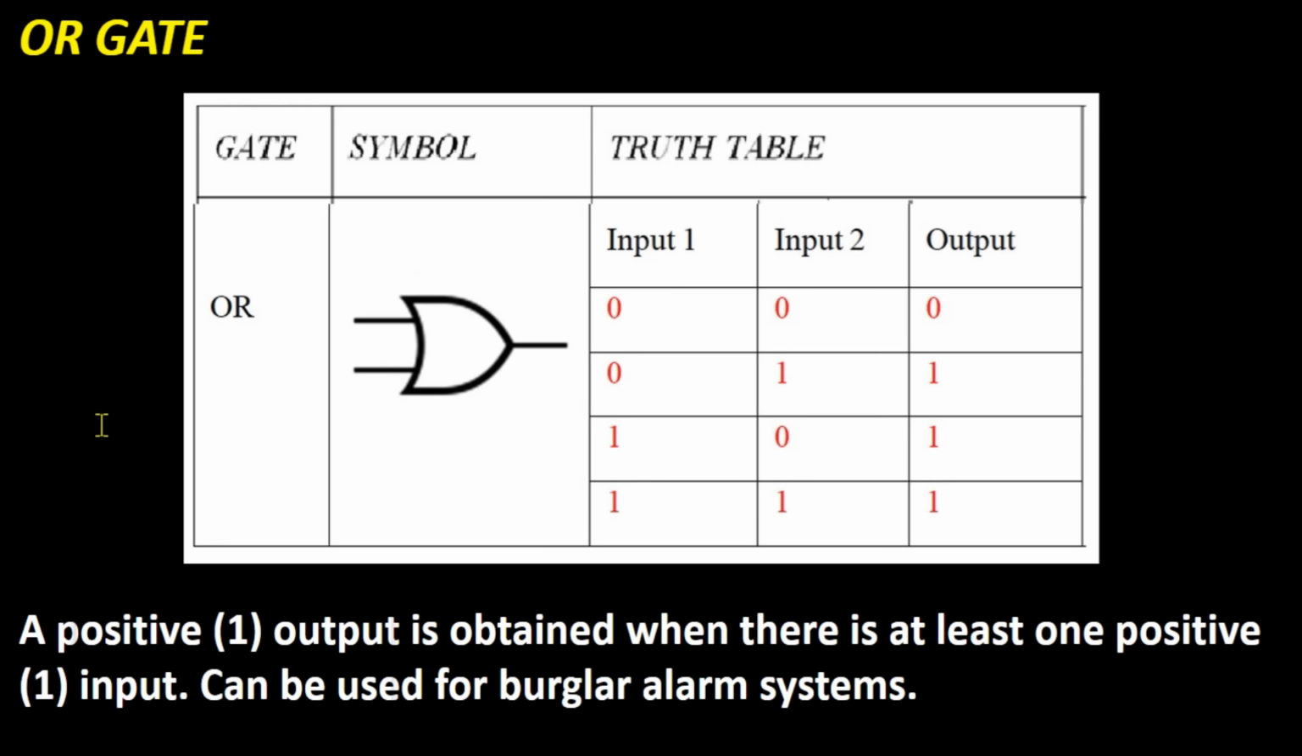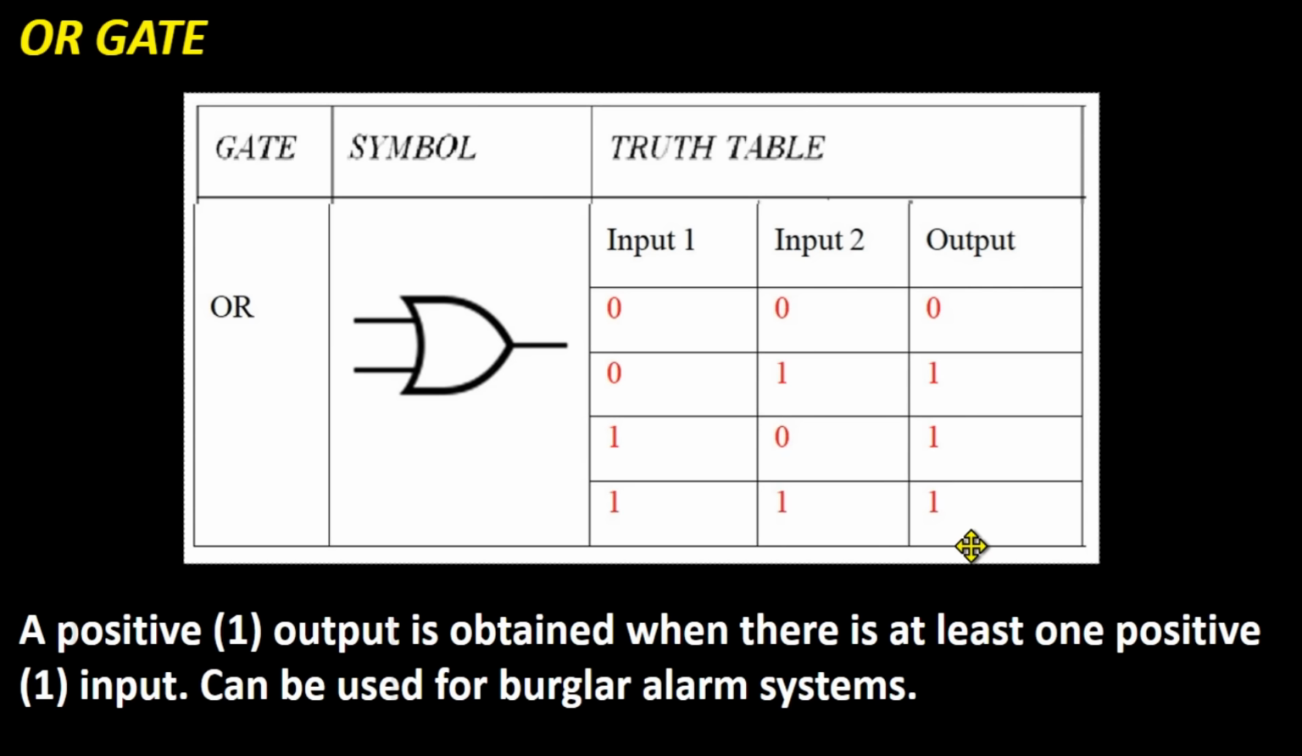An OR gate means that at least one of the inputs has to be positive in order to get a positive output. So only one of these has to be 1 in order to get a positive output, at least one. So 0 and a 0 would give you a 0. 0 and a 1 would give you a 1 because there's at least 1. 1 and a 0 would give you a 1. And if both of them are 1, the output is going to be 1.